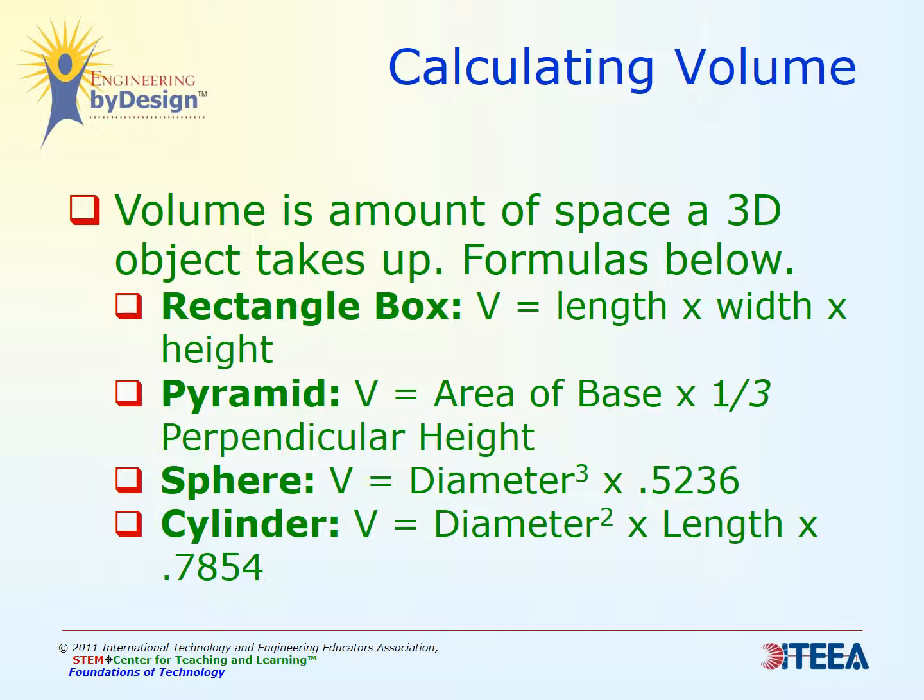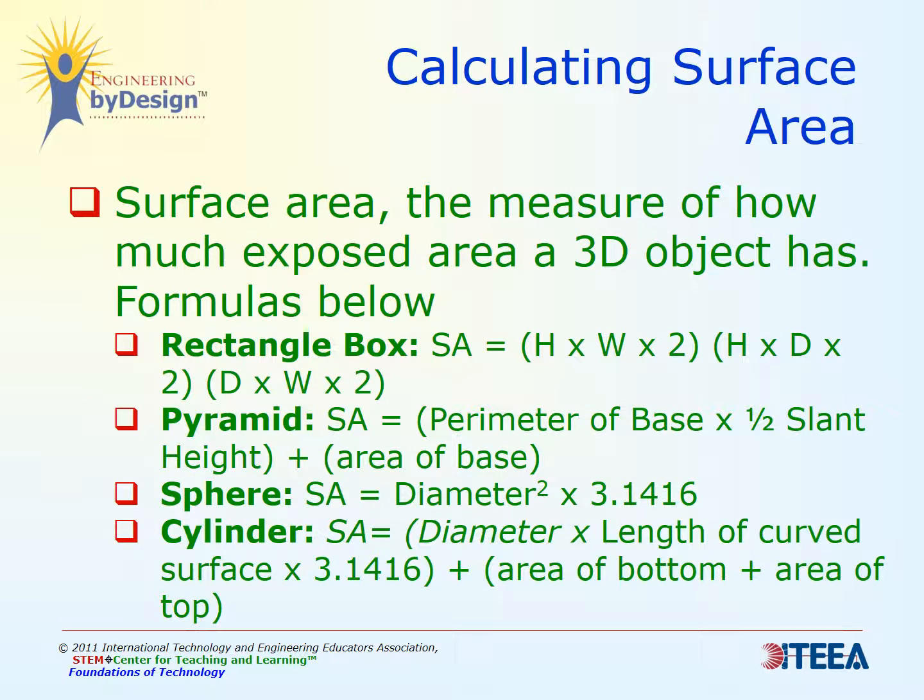For a pyramid, the volume equals the area of the base times 1/3 the perpendicular height. For a sphere, the volume equals the diameter cubed times 0.5236. For a cylinder, the volume is equal to diameter squared times the length times 0.758. So you know that some of this is going to be calculations.